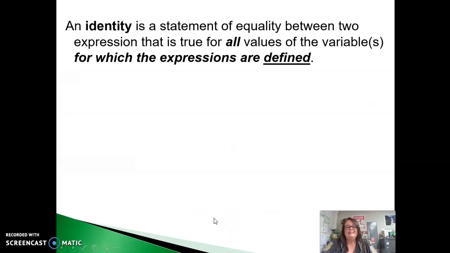So an identity is a statement of equality between two expressions that's true for all of the variables. So we're saying this is true all the time as long as both sides of the equation are defined. And we'll talk about that a little bit later. So we have three algebraic identities that we should have already dealt with in the past.